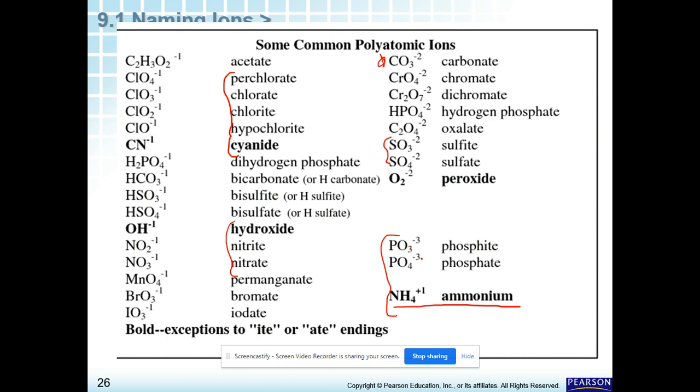One thing I don't want you to get confused about is ite does not equal 3 oxygen, and ate does not equal 4 oxygen. It just tells me the relative number of oxygen. So let's look over here with these 2. This one ends in ate, but notice the oxygen is 3. This one ends in ite, and notice the oxygen is 2. That's okay because the ite and ate just tells me one less or one more oxygen, not the specific number.